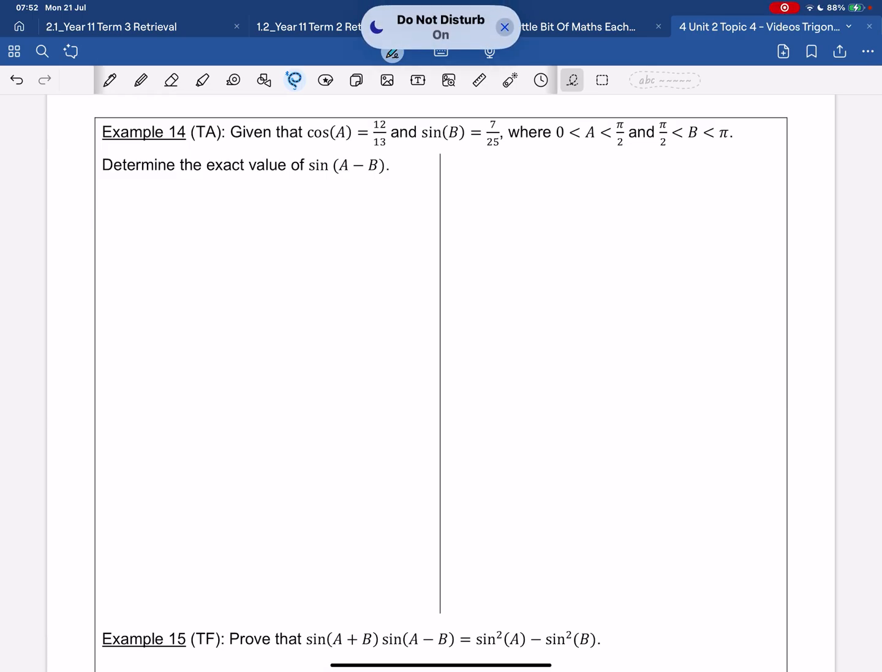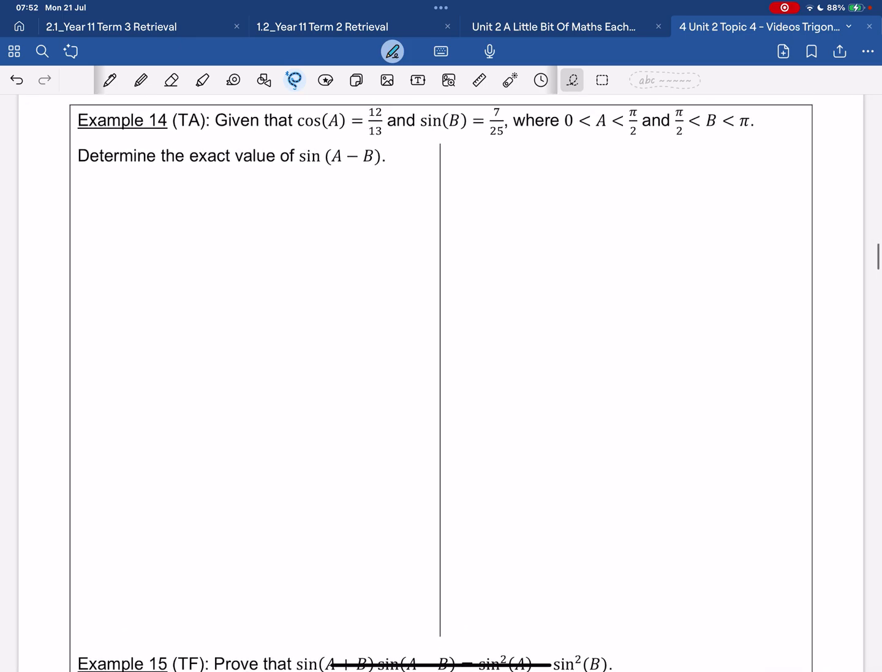Right, given that cos of A is 12 over 13 and sine of B is 7 over 25, A is between 0 and pi on 2 and B is between pi on 2 and pi, determine the exact value of sine A minus B. And before we even try and do A minus B, we don't know what those angles are.